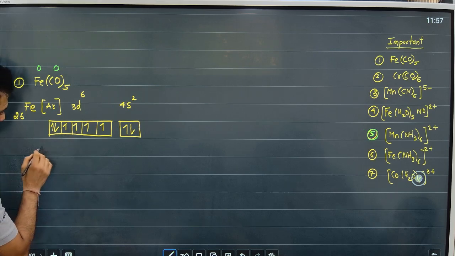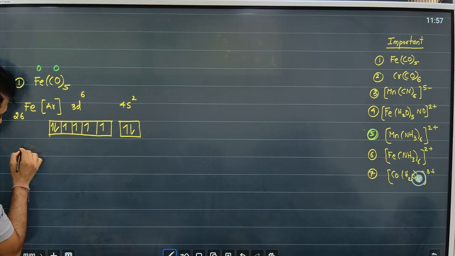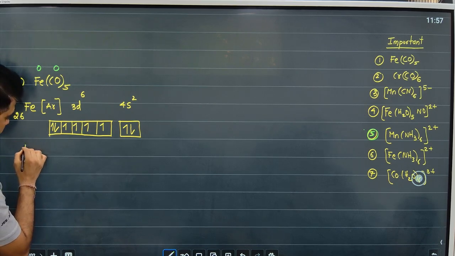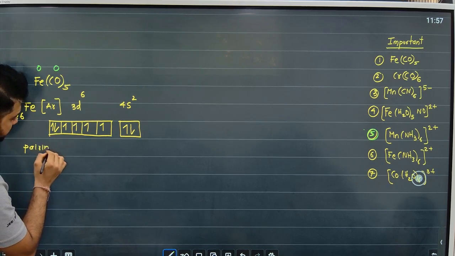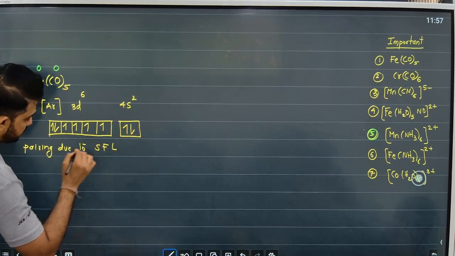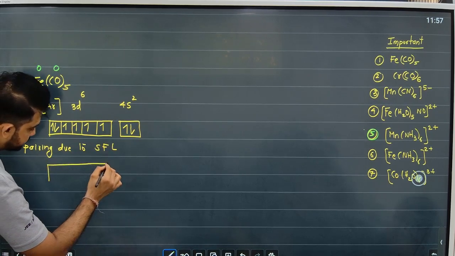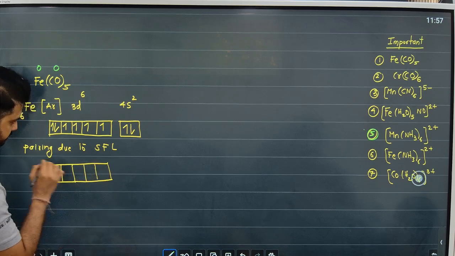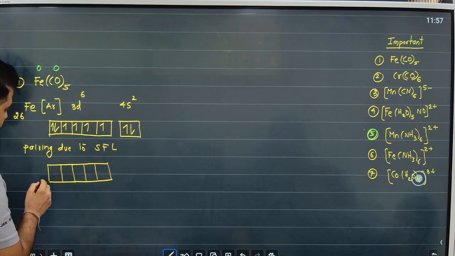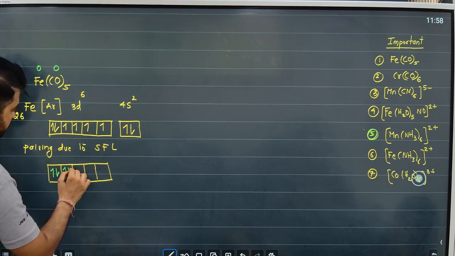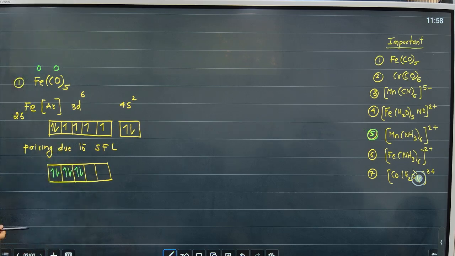चलो, so move करो. And what is CO? Strong field or weak field? So what will happen? Pairing will take place. So pay attention. सबसे पहले हम क्या करते हैं? Pairing due to the presence of strong field ligand. So how many electrons are there? 1, 2, 3, 4, 5 and 6.